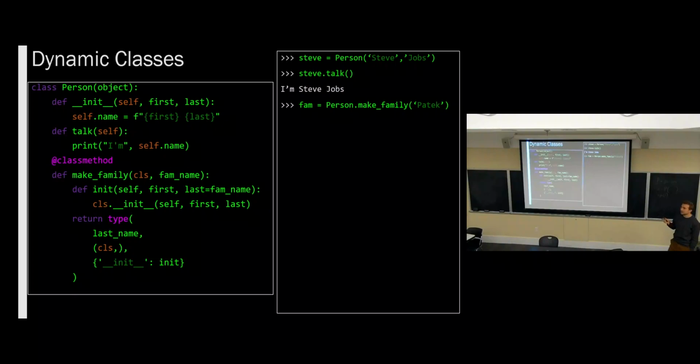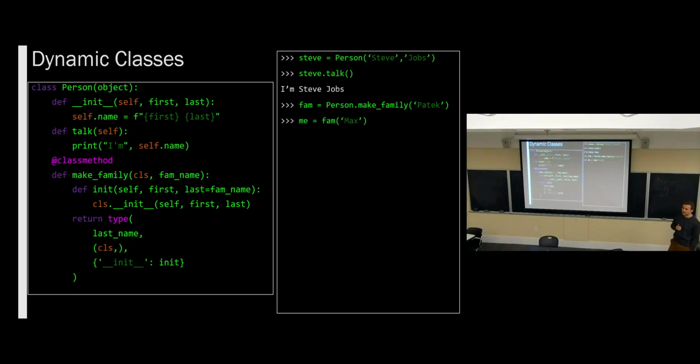A new class, yeah. We've called this function and it returned us a new class. And this new class, which we're referring to by a variable called fam, the actual class name is Paddock, and it inherits from person with this new init method. So let's see what happens.